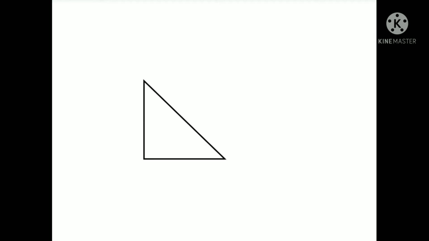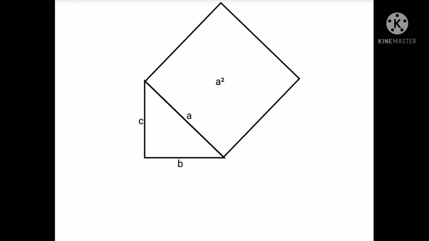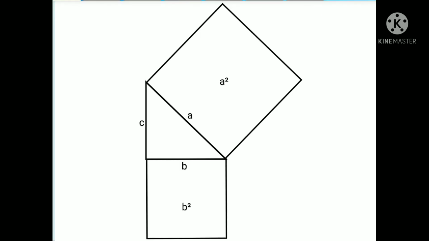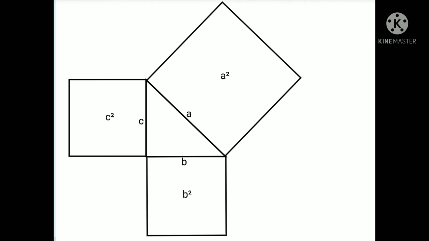First of all, we will take a right angle, then we will mark the hypotenuse as A, base as B, and height as C. Then we will draw a square on the hypotenuse, and the area of the square will be A squared. Then we will draw another square on the base, and the area of the square will be B squared. And then we draw another square on the height, and the area of the square will be C squared. Then we can write from Pythagoras A squared is equal to B squared plus C squared. But I think it is not completely described.